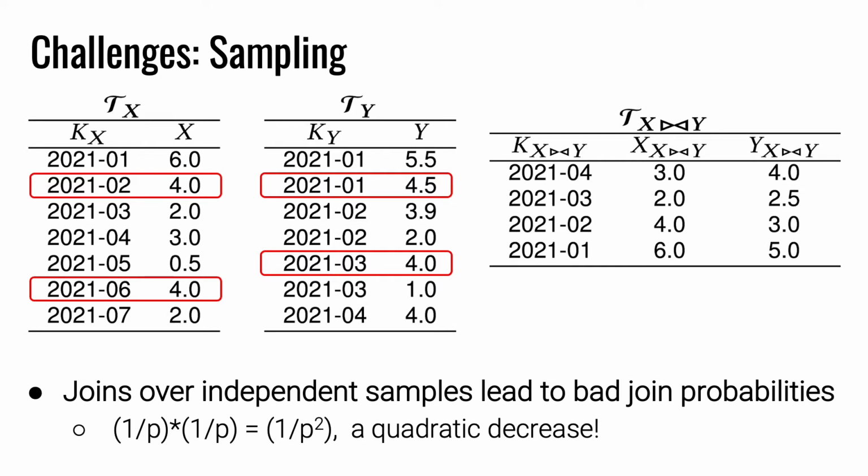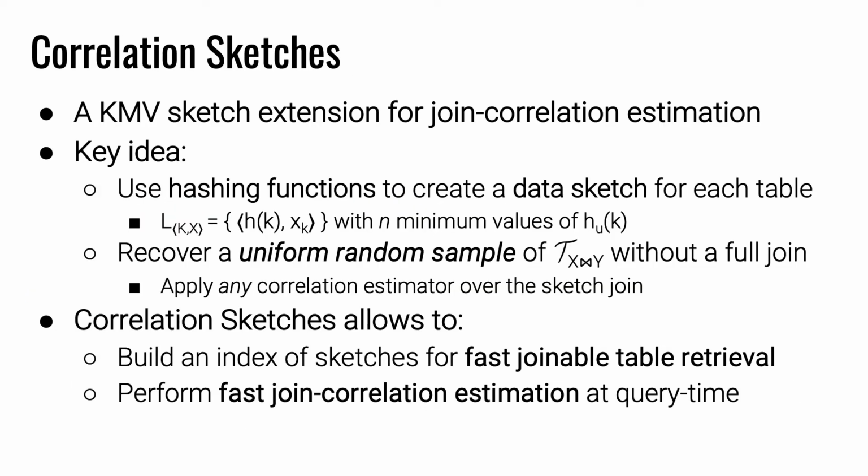Another approach could be to take random samples of the complete rows and then join these samples. However, taking independent random samples leads to a quadratic decrease in the probability of a key being included in both table samples. To address this problem, we propose correlation sketches, an extension of KMV sketches that supports joint correlation estimation.